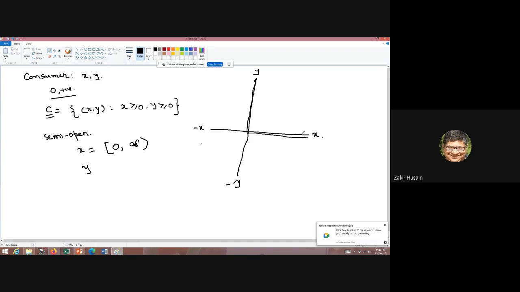Okay, so it includes this part, but the upper region, there are no upper boundaries. So you can say it's closed from below, unbounded at the upper regions.